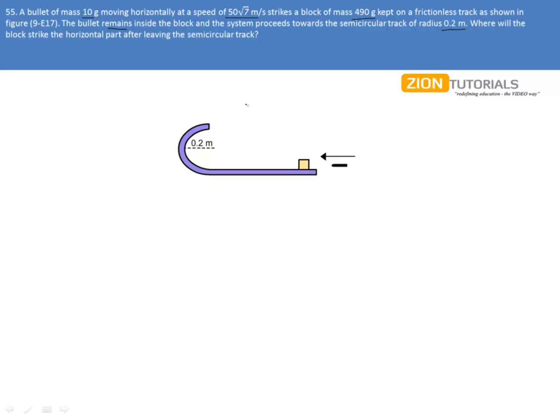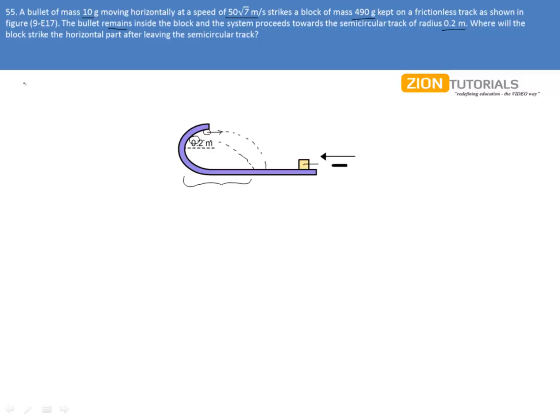Now what's happening in this question is that this bullet will come and go inside this block, and due to that momentum this block will start moving. It will go up this incline. If it is able to reach the top, then it will come with the horizontal velocity and will do projectile motion. But there is one more possibility, that it may not reach the top. It may stop somewhere in between, like here, and then it will drop like this. We need to find out the total distance that will be covered by that system.